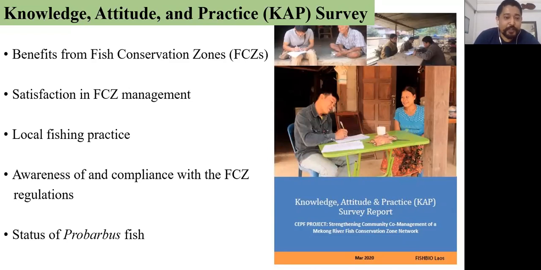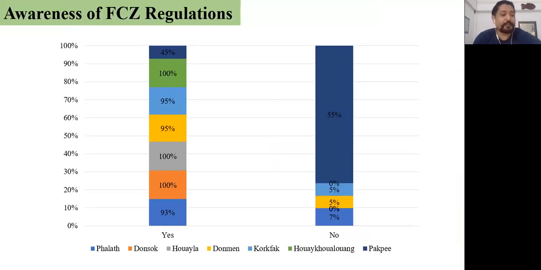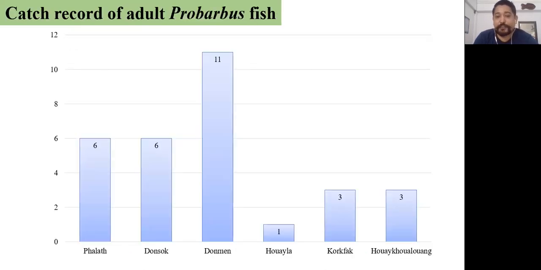So we also wanted to assess the satisfaction level of stakeholders in FCZ management, the local fishing practice, presence or absence of the key target species, and awareness of and compliance with the FCZ regulations. From our surveys, it seems clear that people are aware of the FCZ regulations in their villages. However, the level of awareness is low in Pakpi village because people are less dependent on fishing here. And overall, people have developed a good understanding that fishing restrictions would actually help to reboost fish populations, including Probarbus, and have spillover benefits.